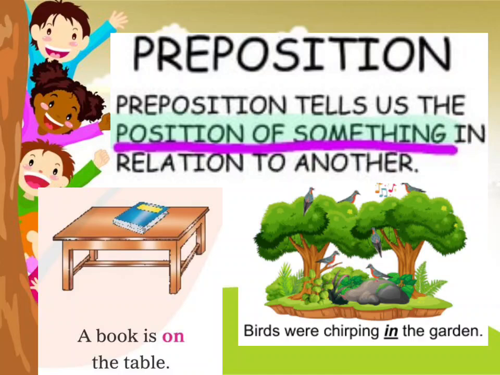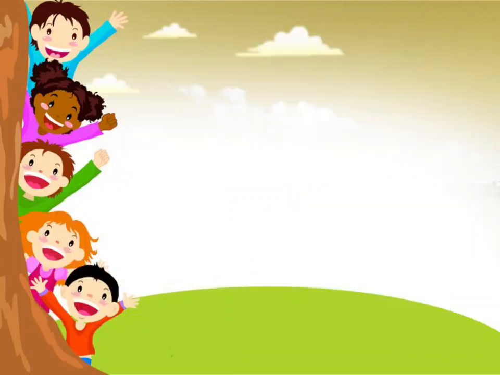Now next example is the birds were chirping in the garden. बर्ड्स की पोजीशन क्या है? इन द गार्डन, कि वो गार्डन में हैं. तो बर्ड्स की पोजीशन का हमें पता चल गया इन से कि वो कहाँ पर है, इन द गार्डन, एंड द रिलेशन बिटवीन द बर्ड्स एंड द गार्डन. सो व्हाट इज द preposition इन द सेंटेंस? इन. नाउ लेट्स लर्न सम मोर एग्जांपल्स ऑफ द preposition.